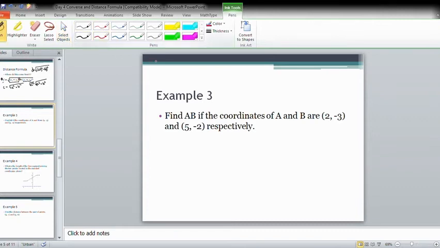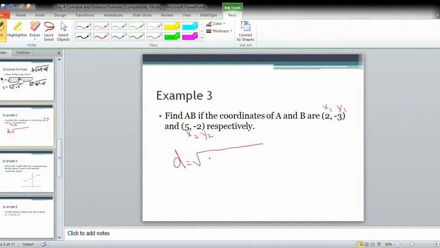So let's practice using this. If AB has coordinates A being 2, negative 3, and B, 5, negative 2, we want to find the distance between those two points. All right, so we know that this is going to be our x sub 1, and this is going to be y sub 1, and then this is going to be x sub 2, and this is going to be y sub 2. All right, x comma y, x comma y. So let's plug it into the distance formula.